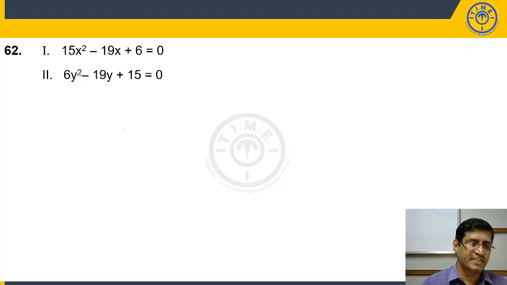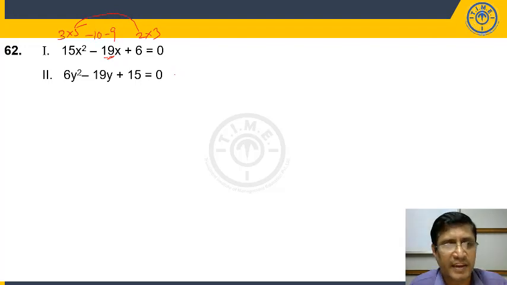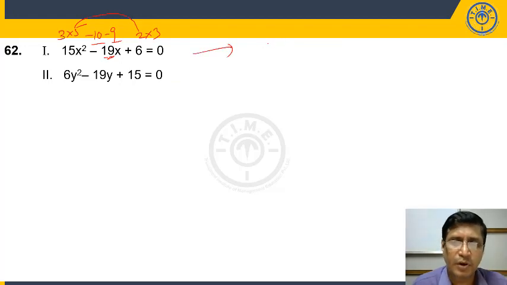Now look at question number 62, first quadratic equation. 15 means 3 into 5. Now what about the 6? 6 is equal to 2 into 3. 19 is the middle term, so 2 into 5 is 10. So minus 10 and 3 into 3, 9. So what are the factors here? Minus 10, minus 9. Means the roots are positive 10 and positive 9 by the coefficient of x square, that is 15.